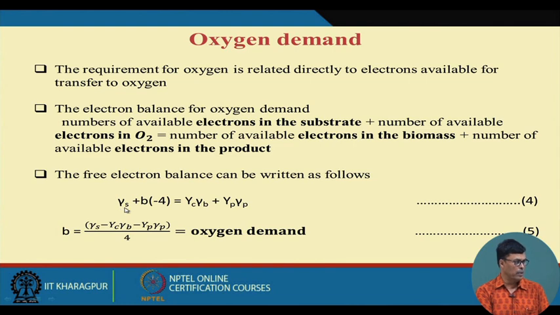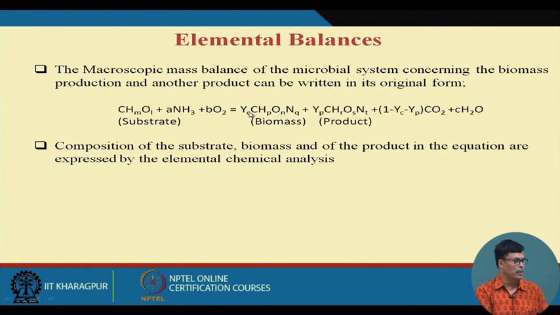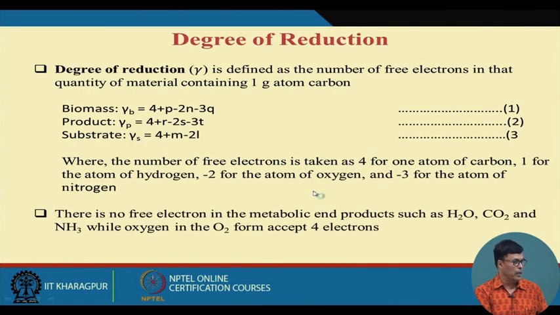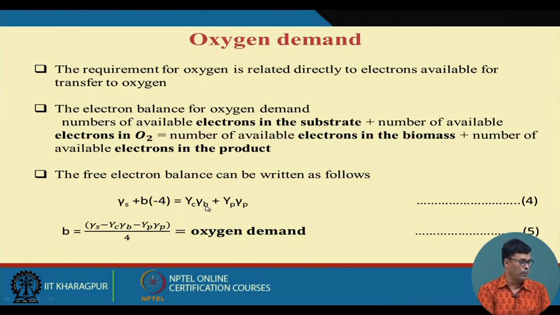Gamma S is the degree of reduction of the substrate, and b is the moles of O2, where 1 O2 accepts 4 electrons. Then YC is for 1 gram atom of biomass and YP for 1 gram atom of product. That is why we have written YC into gamma B, where gamma B is the degree of reduction of biomass, and YP is multiplied by gamma P.